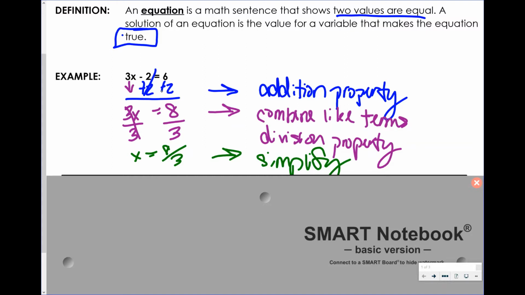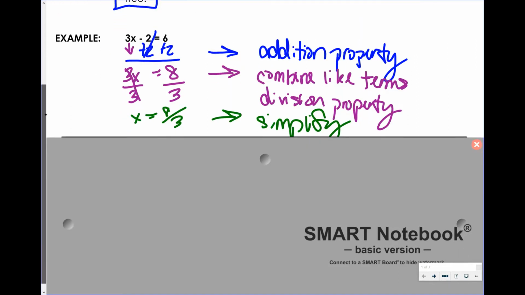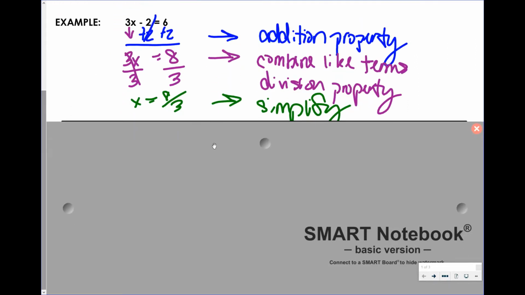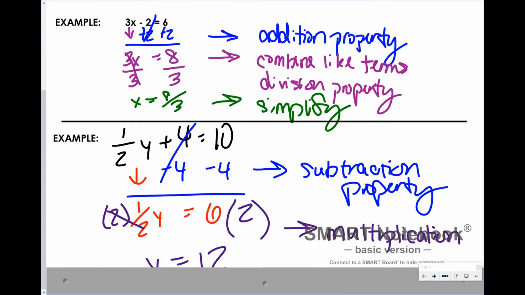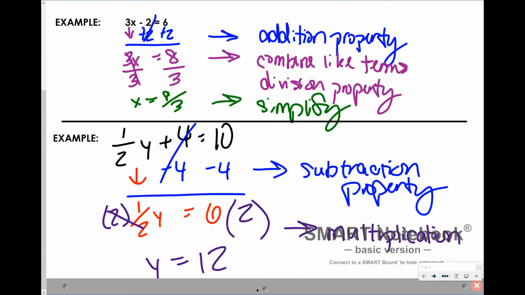Now, let's go on to our next set of examples. Okay? I'm just going to bring all this down here, get rid of the x.